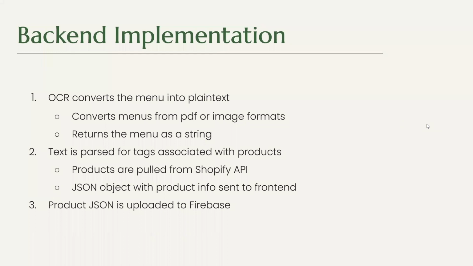Here's an example of the workflow for the backend. We receive a user's menu from the front end and use OCR to convert the menu into a plain text string. We also pull products from the Shopify catalog and identify tags associated with each product. We then parse the menu string, looking for words that match the tags of the products from the catalog. If a match is found, then the product is added to a list, which is sent as a JSON object to the front end once all relevant products have been identified.